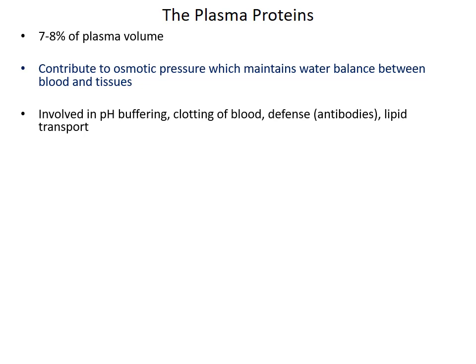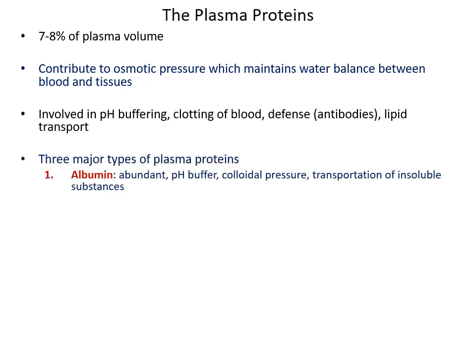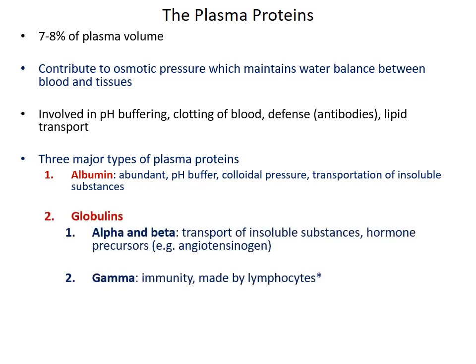It is involved in pH buffering and clotting of the blood, and also various defense mechanisms, like in the form of antibodies. It is also involved in lipid transport. The three major types of plasma proteins: albumin, which is abundant, which also has a role in the pH buffering system, which is involved in the colloidal osmotic pressure, which is helpful in transportation of insoluble substances.